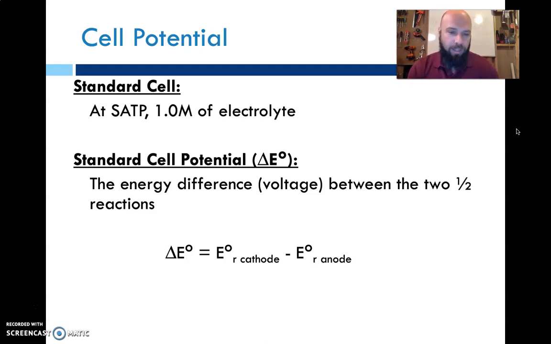You could rewrite this equation as the standard cell potential is the oxidation plus the reduction reactions that are occurring. You then just have to make sure that when you're looking at your table of standard reduction potentials that you take the opposite sign and add it. The only thing that changes in those two equations is the negative sign. I like this one better because you're just taking the values from your standard reduction potential table and subtracting the anode from the cathode.